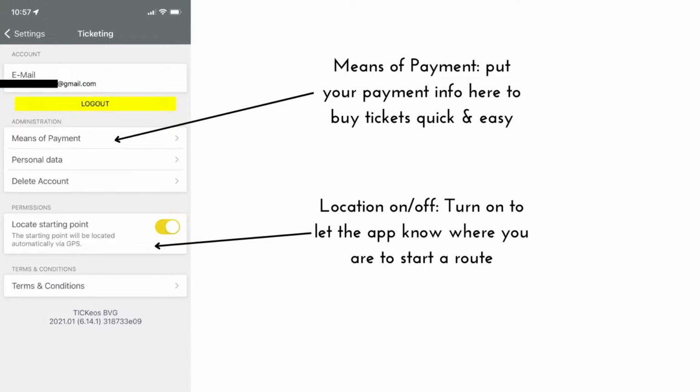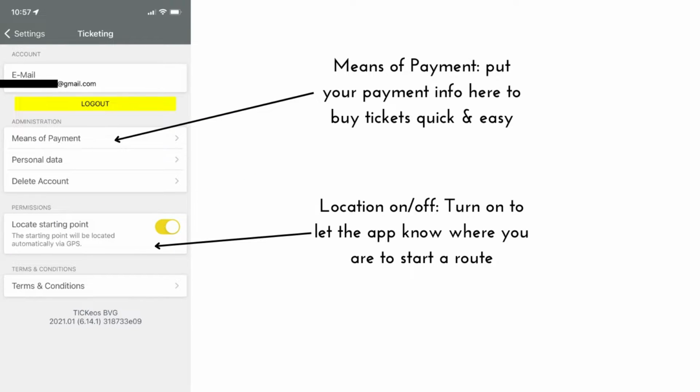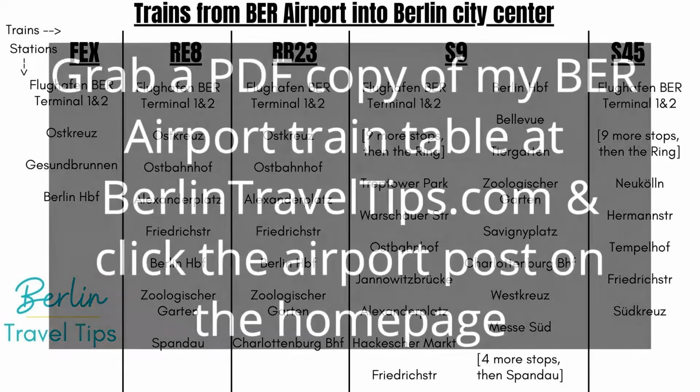So when you go into settings, you can see your account info in here. Your email at the top, I've got mine blacked out. And then there's this means of payment button. So you go in there and put in your payment info so that you're just ready to go when you get to Berlin.